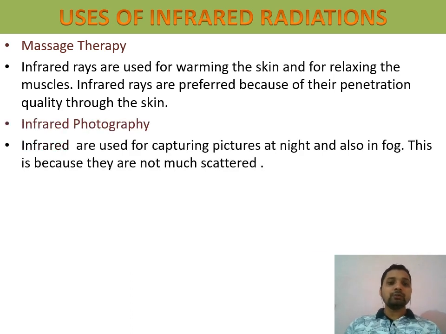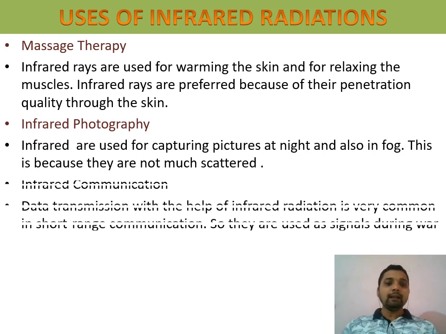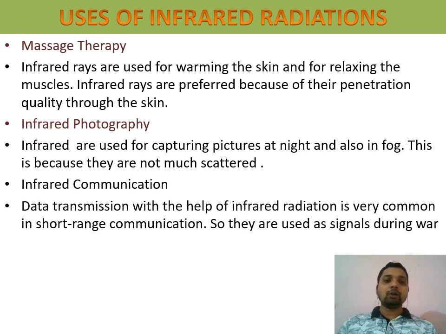Infrared radiation is also used for photography, because in fog or at night, when there is no visible light, we can take the help of infrared. Because infrared does not scatter or deviate much from its original path, we can easily take photographs. Infrared radiation is also used in communication and data transmission. Data can be transferred over a short range using infrared radiation.